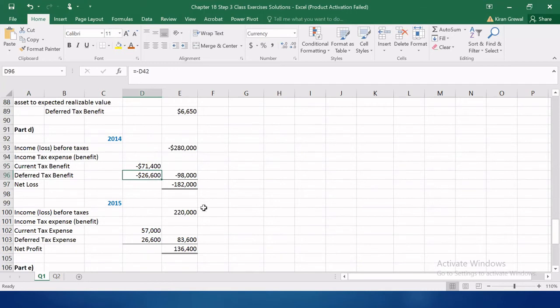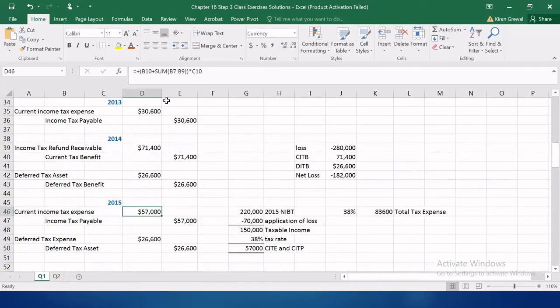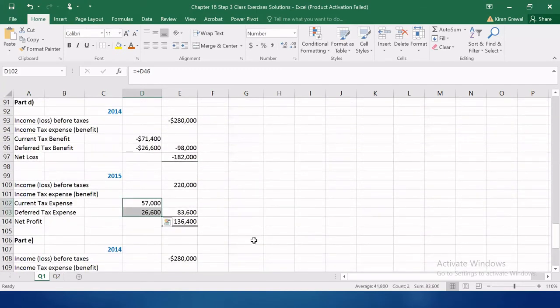Then in 2015, we had total income of 220. And then we can see the 2 journal entries that we did in 2015. We debited current tax expense of 57,000. We debited deferred tax expense of 26,600. So those 2 amounts will show up in our income statement. So 57,000, 26,600. These are both expenses, so it's going to bring down our income, and our net income would be 136,400.